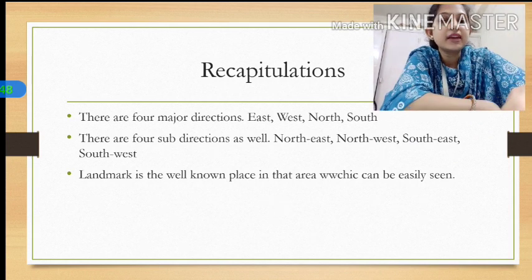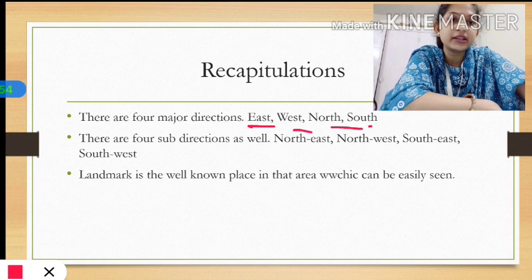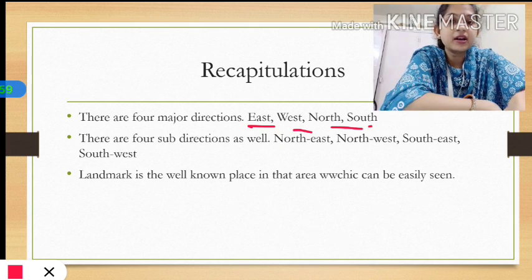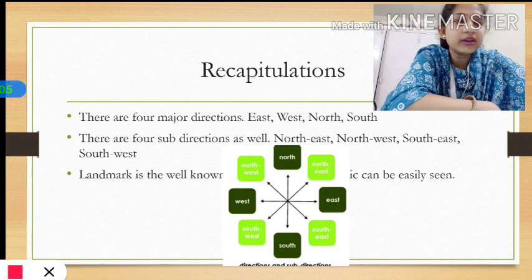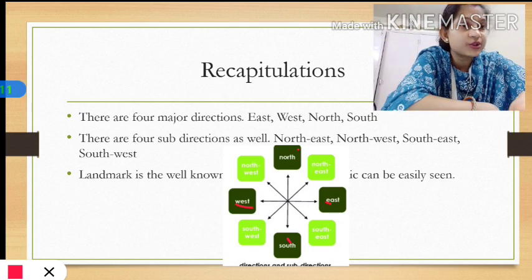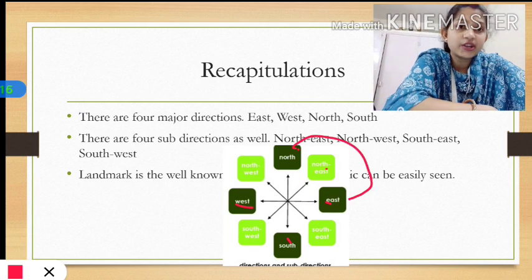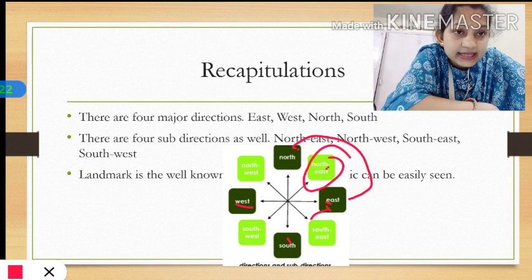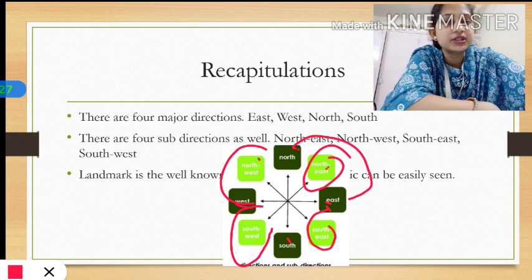In our last class we have learned that there are 4 major directions. What are 4 major directions? East, west, north and south, isn't it? And what are 4 sub directions as well? You remember there are 4 sub directions as well. See here, 4 major directions. What are major directions? North, south, east and west. And what are sub directions? The directions which are falling between these two major directions are called sub directions. So here northeast is a sub direction, southeast is a sub direction, southwest and northwest. These are sub directions.